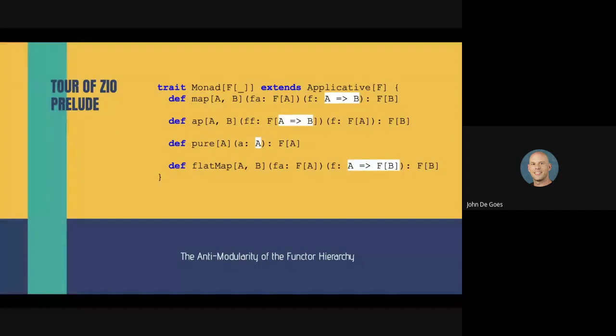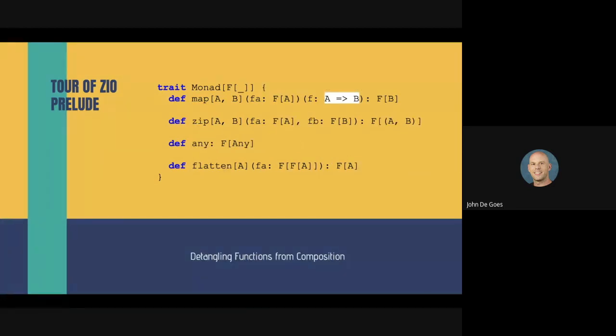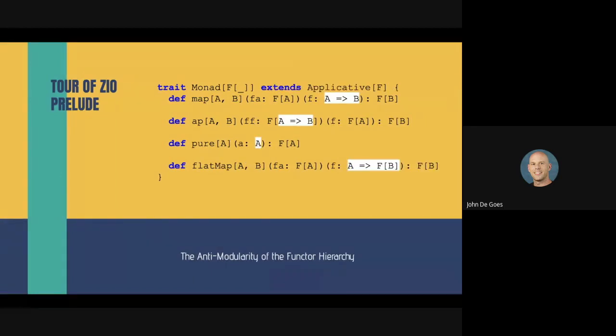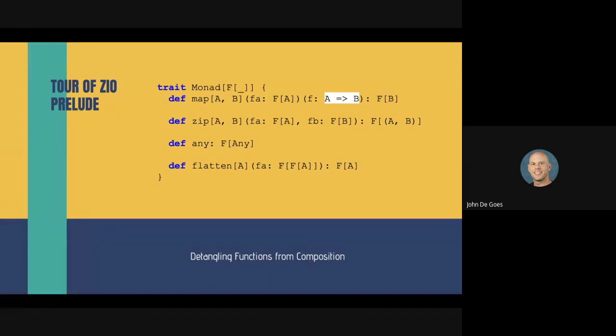Anyway, it's taking this thing and embedding it into every single operation. It's conflating two things, and what ZIO Prelude is trying to do is detangle them. To detangle these things, one of the things we could do is explore an alternate encoding of monad. In this encoding of monad, we have a map operation that mentions this Scala function. But that's it. We have a zip operation that zips two Fs together and gives us back a tuple, but has no Scala function in it.